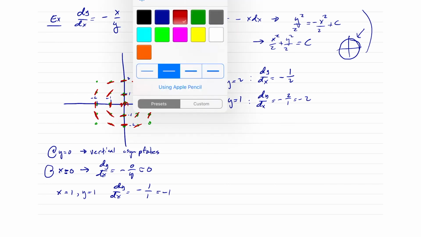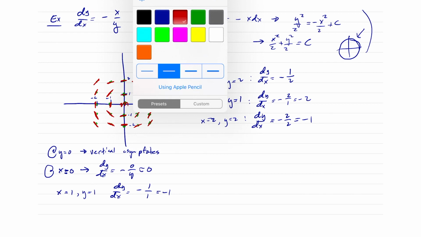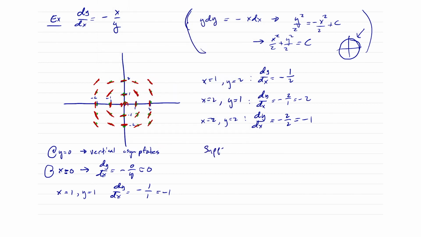And finally, let's take a look at the point x equals 2 and y equals 2. By this point, you get the idea. So we have dy over dx is equal to negative 2 over 2. And so it's going to be negative 1. And so slope here, slope here, slope here, slope here. Okay, so that does look kind of like a circle. And so the idea is that, suppose we have y of, say, 0 is equal to 2. And what's going to happen? Well, we're basically going to start at 2, and we're just going to go around like this.